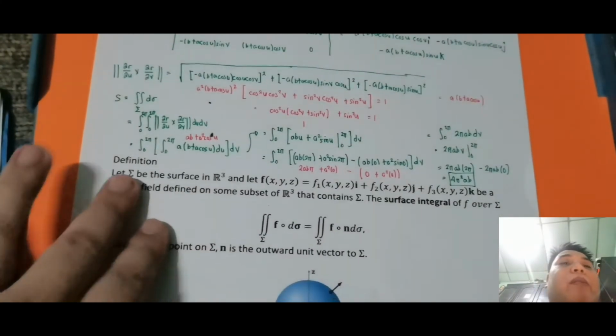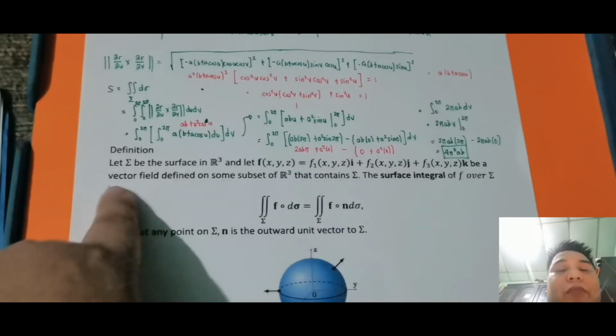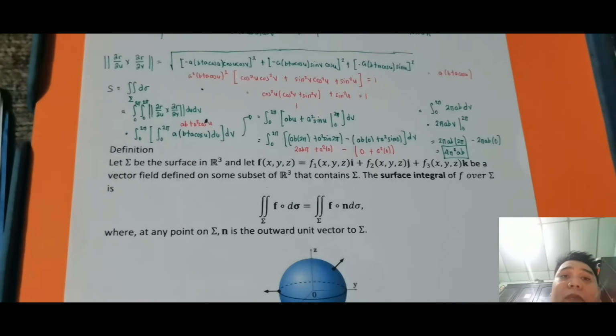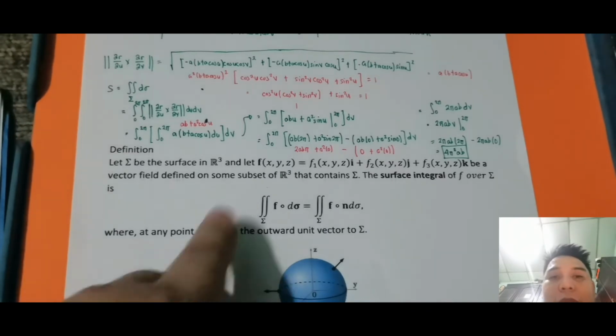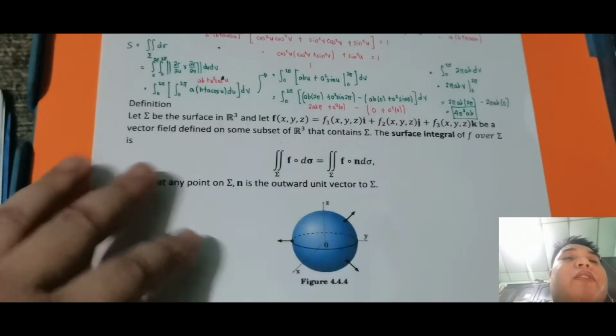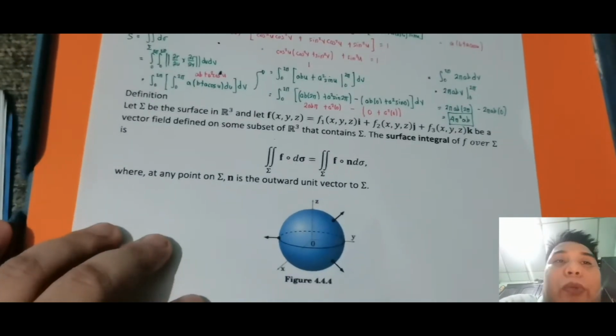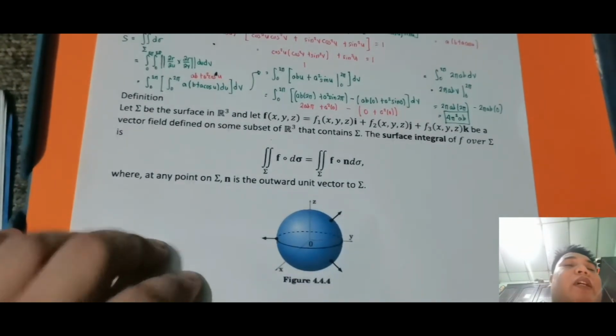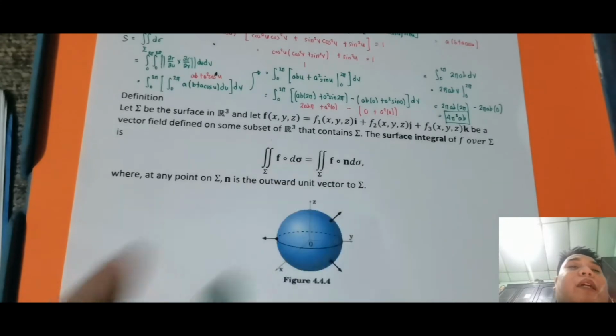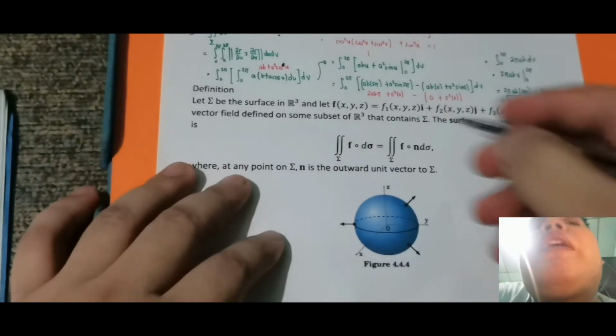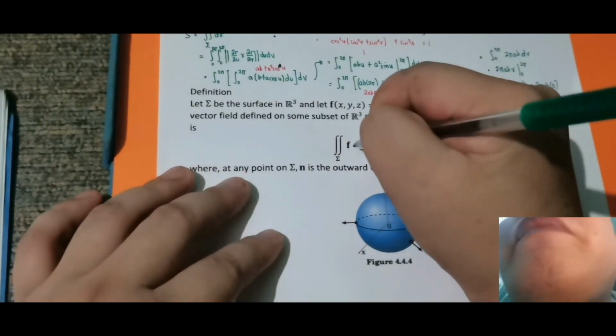Okay? So now, what if the vector field is given? So instead of our f, our bold F. So define on some subset of R3 that contains sigma, the surface. So the surface integral of F over the surface sigma is given by the double integral, which is just equal to F dot product d sigma. So again, F dot product, the vector field F dot product as well.